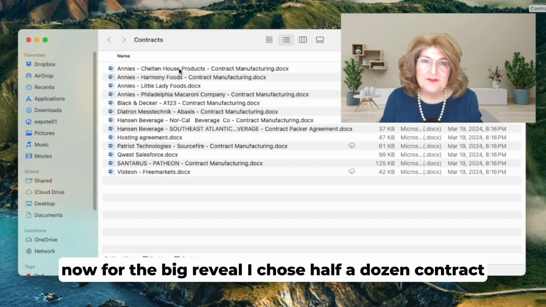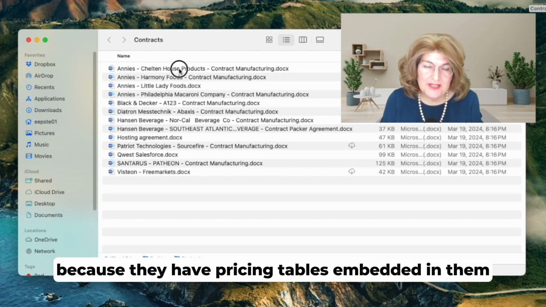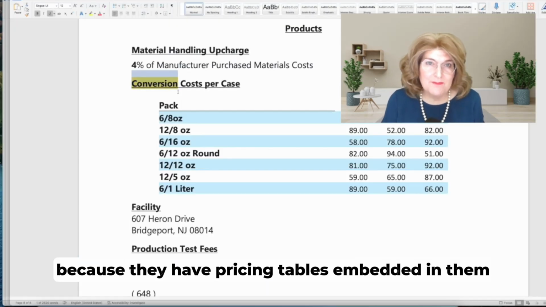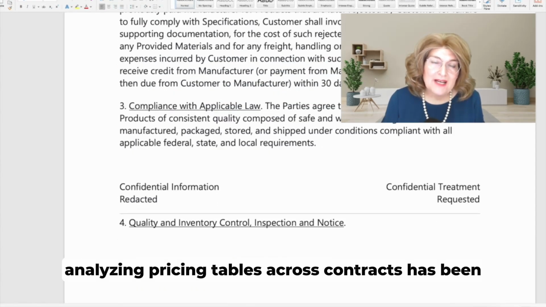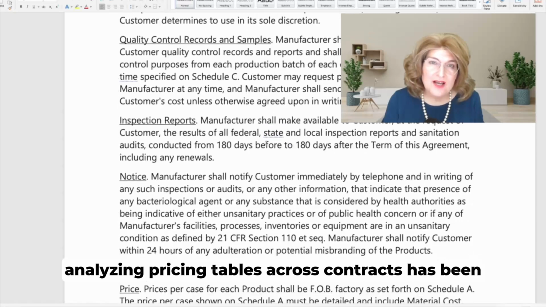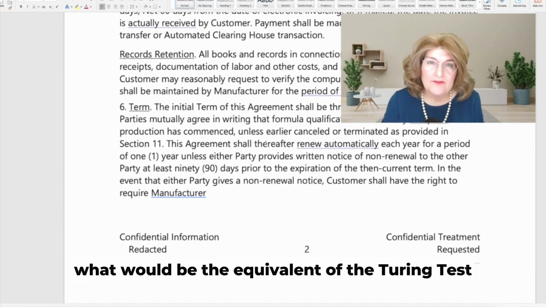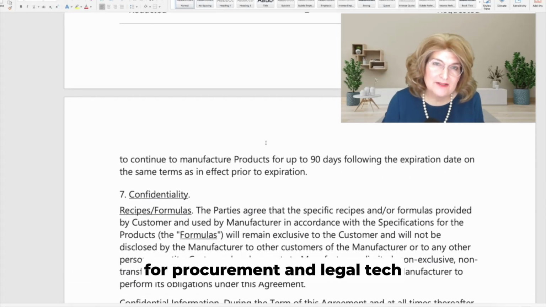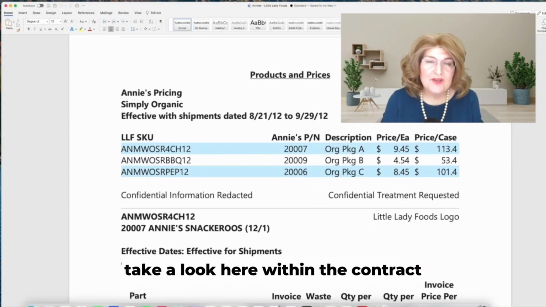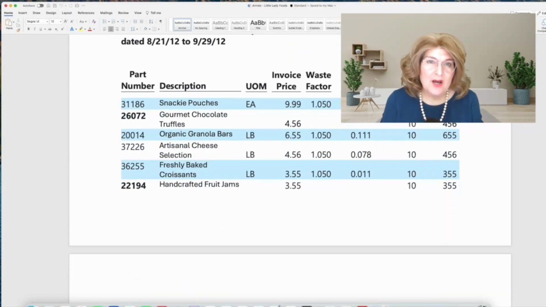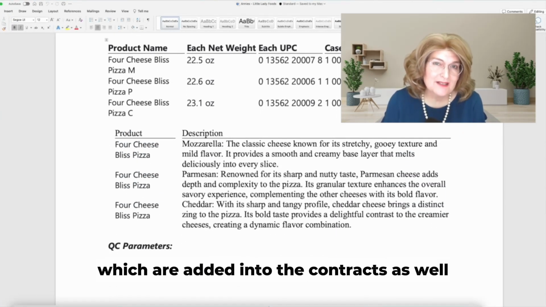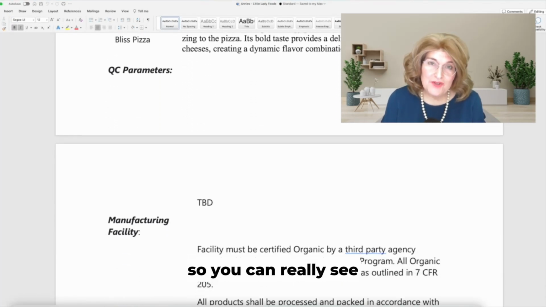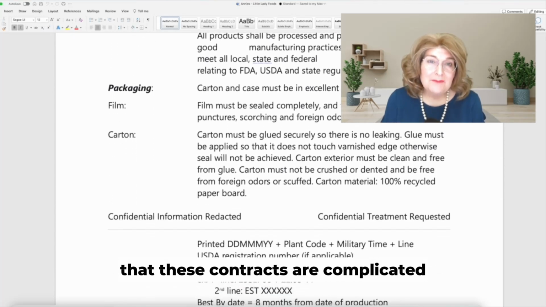I chose half a dozen contract manufacturing contracts because they have pricing tables embedded in them. The pricing tables makes autonomous analysis really difficult. For many years, analyzing pricing tables across contracts has been what would be the equivalent of the Turing test for procurement and legal tech. Take a look here within the contract and you can see the complexity amongst the pricing tables here, but also the specifications which are added into the contracts as well. So you can really see that these contracts are complicated.